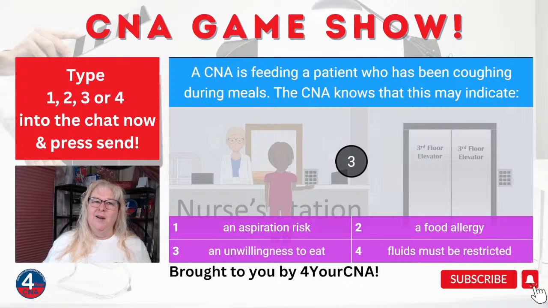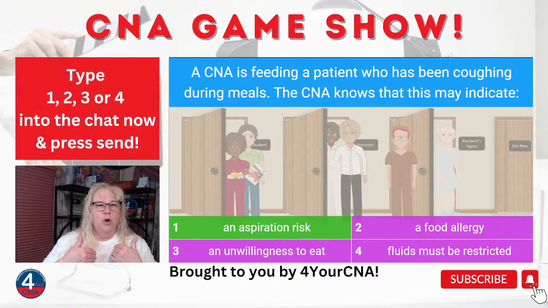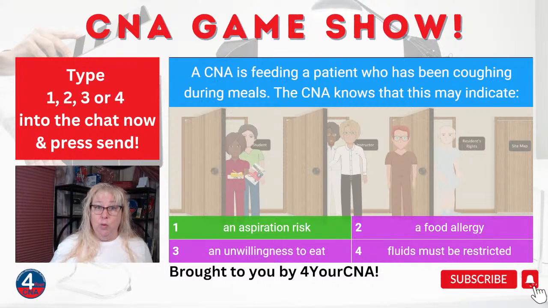The right answer here is, drumroll, number 1, an aspiration risk. So when you're feeding a patient, we need to pay very close attention if they start coughing a lot. Because when they start coughing, it's letting us know that the muscle tone of the esophagus is not working properly and the food is not being directed down into the stomach adequately, which means it could go in the breathing tube or the trachea, and that poses an aspiration risk.